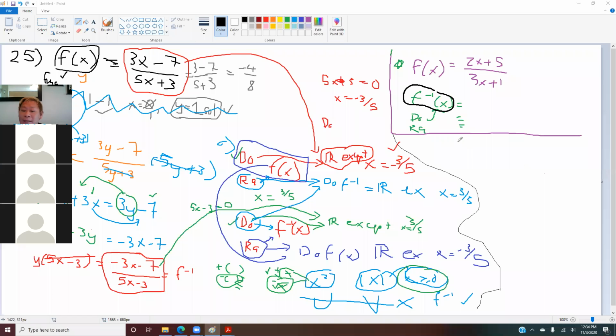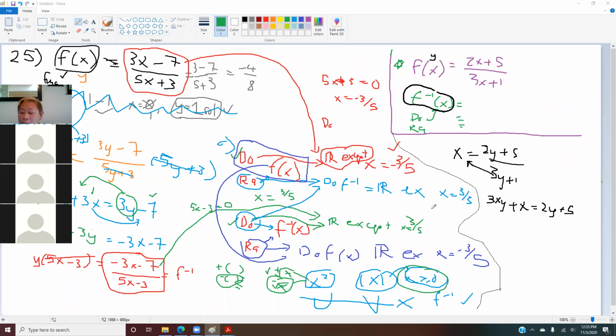So what we do first is a lot of you get it right. We put this into y, and then after that I switch x and y around. So I put x equals 2y plus 5 over 3y plus 1. And then you multiply this by the x. So you distribute your x into here. So you get 3xy plus x equals 2y plus 5. And then what you need to do here is move all my y to one side.